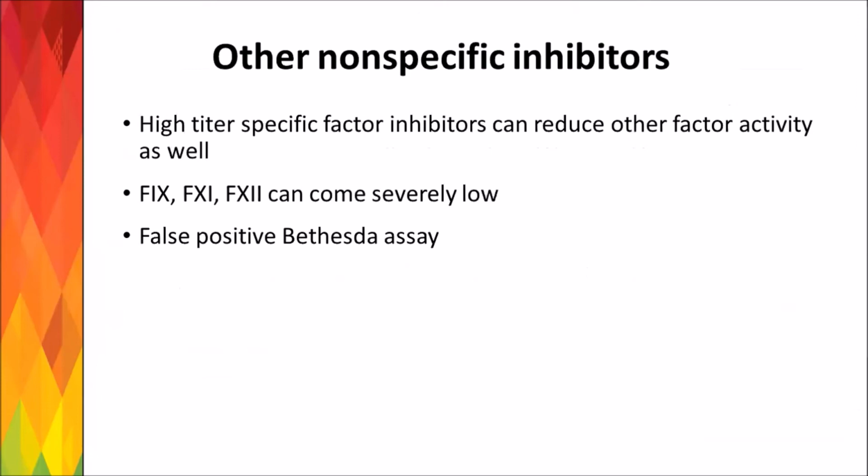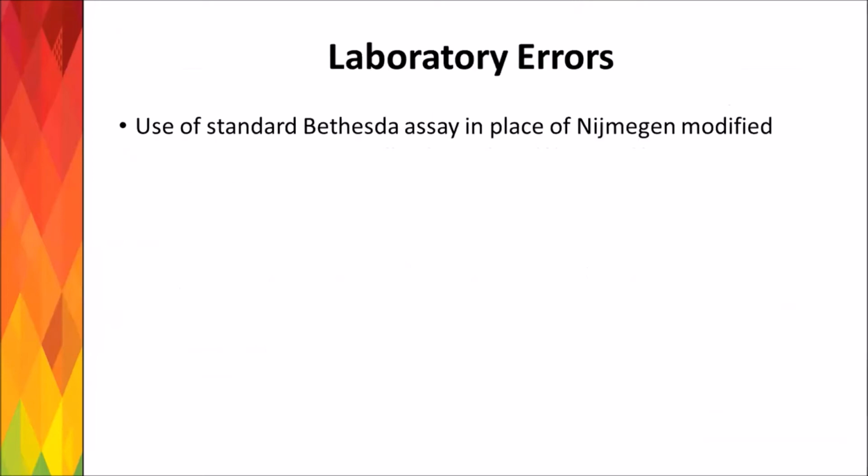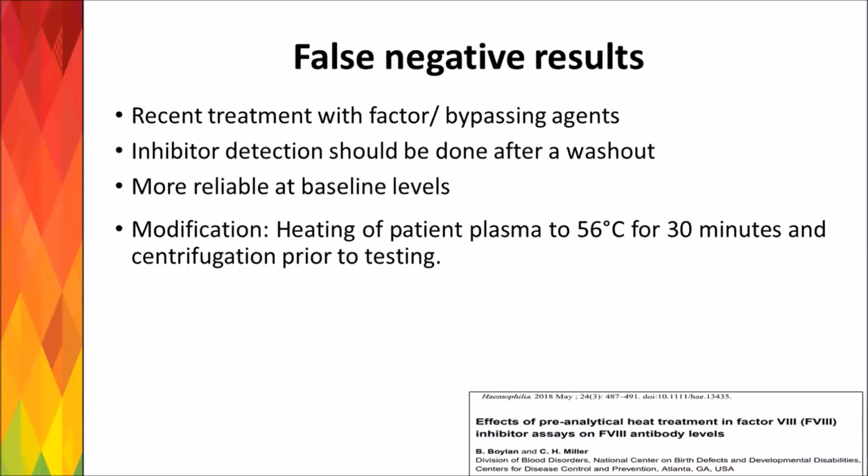There are other non-specific inhibitors like high titer. Now, if you have a high titer specific one factor inhibitor, it may cause even reduced levels of the others. So all this needs to be taken into consideration while giving the report and doing the assay. And there may be laboratory errors also. For example, the one which I said, if you do not do the heating step and the patient has low titer, that is 2 or 3, you may get a false negative result because they were not free to participate in the test.